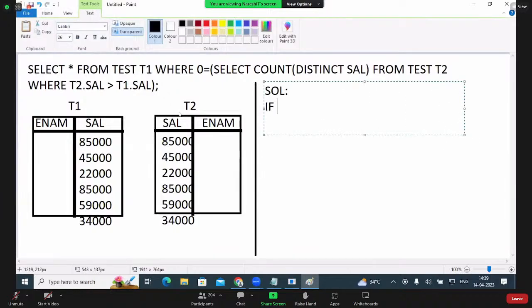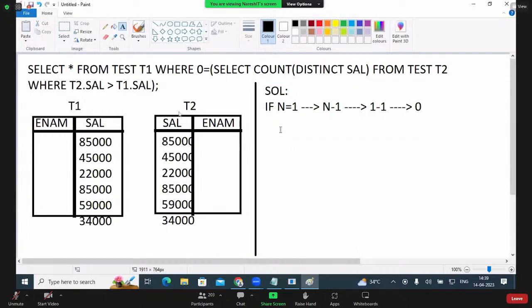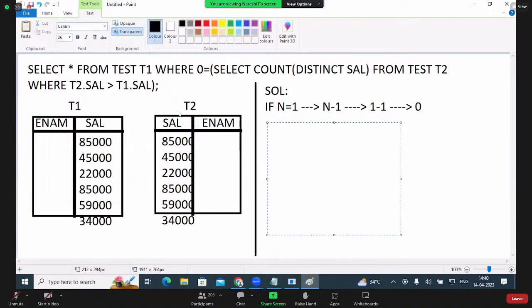We are finding the first highest salary, that is n equals 1. Substitute that into n minus 1. Then what happens? 1 minus 1 is equal to 0. So that means your outer query's where condition value is 0. I just kept the 0 here. With this 0, I want to compare with which query?